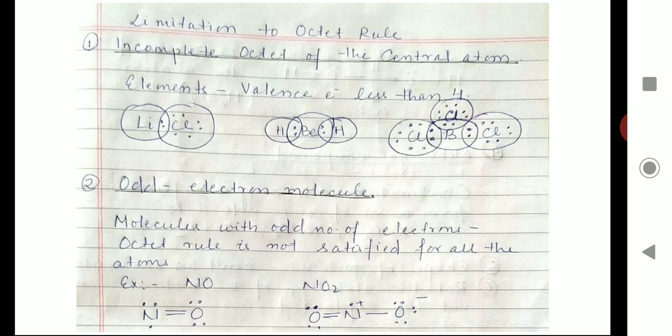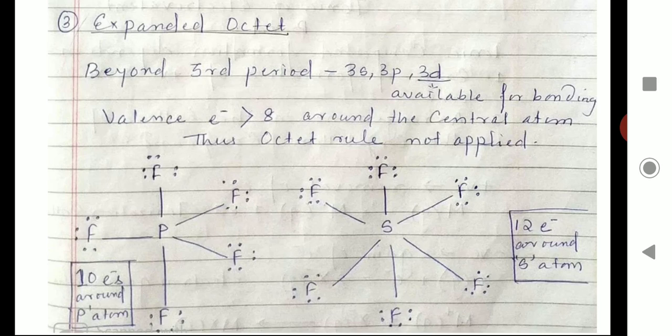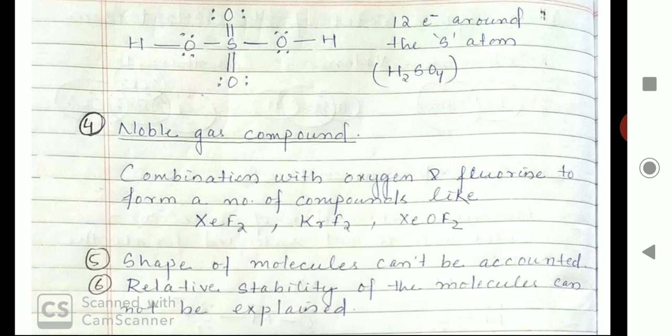Then we talked about the limitations of the octet rule. The first thing we learned is that elements with fewer than 4 valence electrons will not have a complete octet, but still they exist. Similarly, odd electron molecules also exist without a complete octet for the central atom or for some atoms present in the molecules. Then we talked about the expanded octet, where the availability of the 3d orbital allows elements to attain more electrons than an octet. Then we talked about the noble gases, which can also make compounds with more electronegative atoms like fluorine and oxygen.